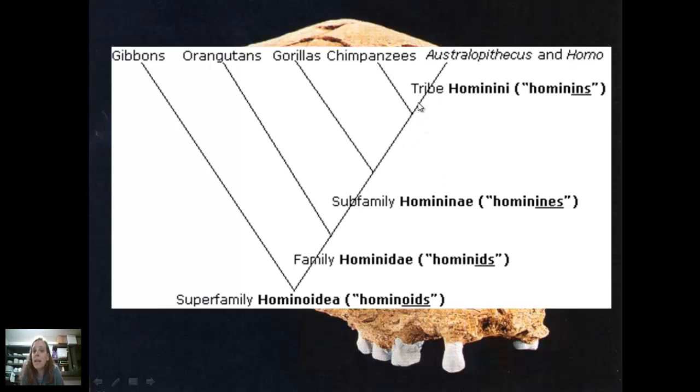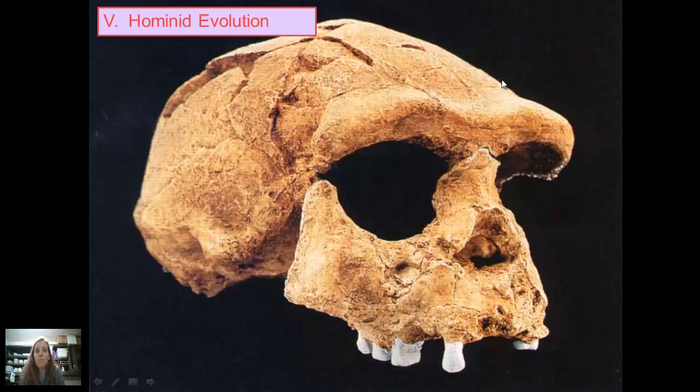So we have a common ancestor with chimps. We did not evolve from chimps. We have a common ancestor with gorillas. We did not evolve directly from gorillas.